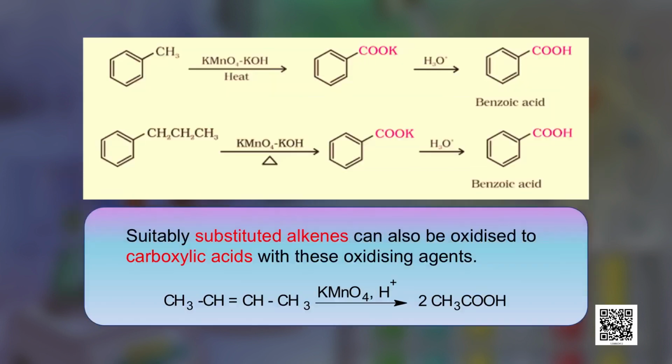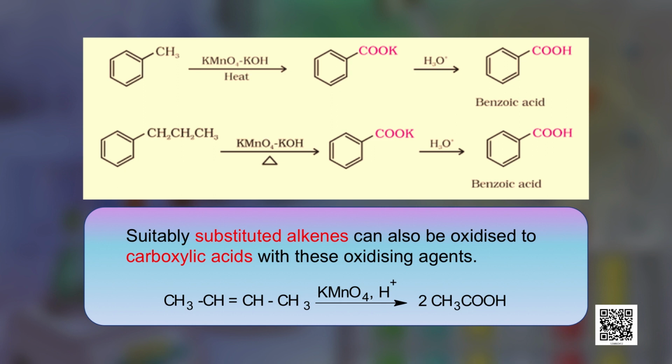Here you can see as an example that toluene can be oxidized to benzoic acid, and even if you start with ethyl benzene or propyl benzene, we will be getting only benzoic acid as a product. You can see in the reactions here.